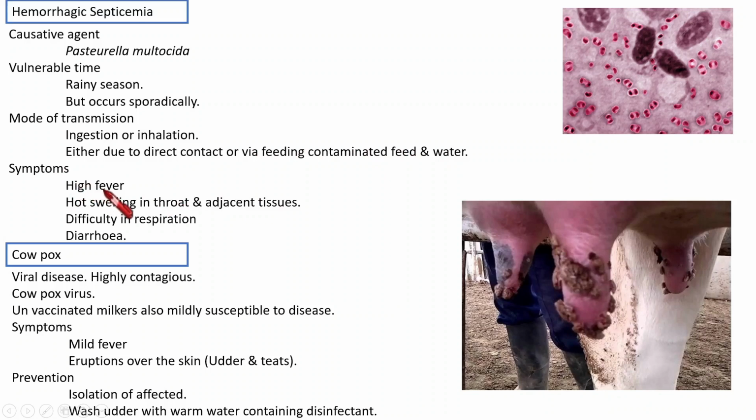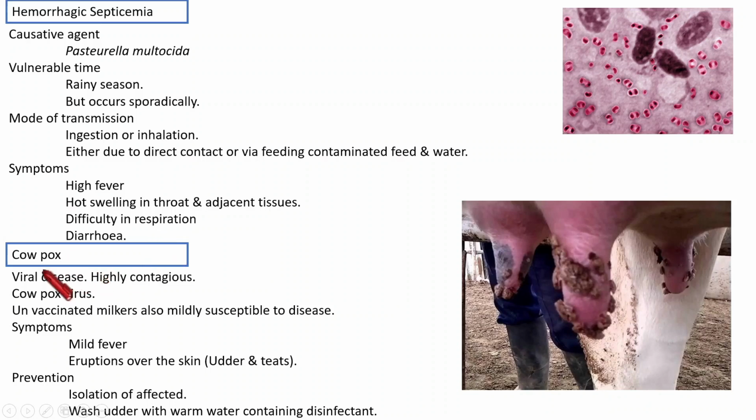What are the symptoms? High fever, hot swelling, where? In the throat and the adjacent tissues. The difficulty in respiration is another thing, and diarrhea. Okay.